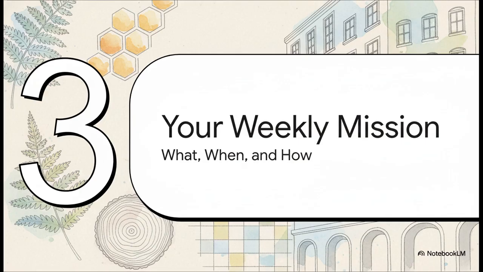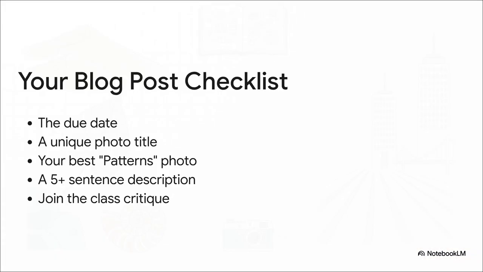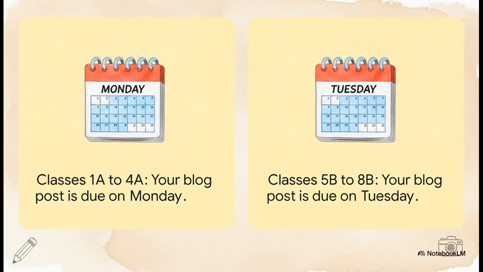Let's get into the nuts and bolts, the what, when, and how of your assignments. All right, here we go. This is your checklist, your recipe for a perfect submission. Super simple. You need the due date, a unique title that you come up with, your single best photo that shows patterns, a good description, we're talking at least 5 sentences, and of course, you gotta participate in the in-class critique.